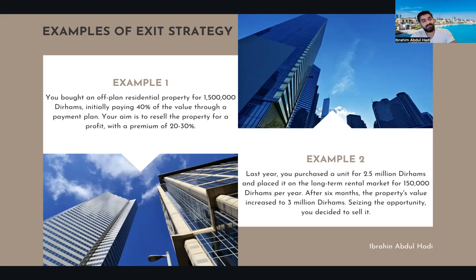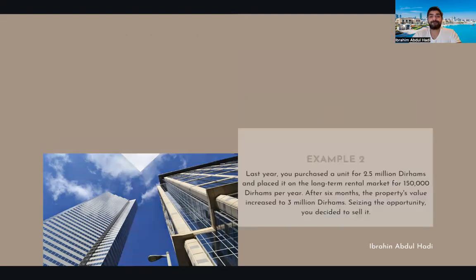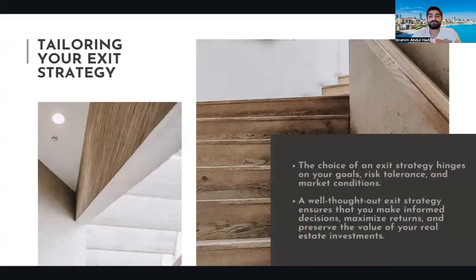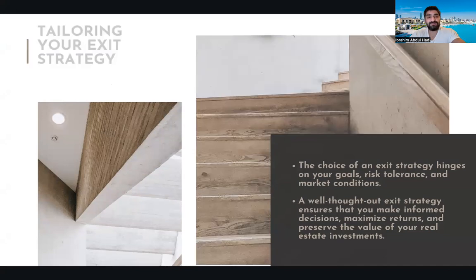I put it for rent because this was the aim, but the value increased, so I sell it. So I'm not holding; I resell it. So I do two options. The exit strategy is based on risk tolerance and market conditions, to ensure that you make informed decisions, maximize your return, and preserve the value of your real estate investment.